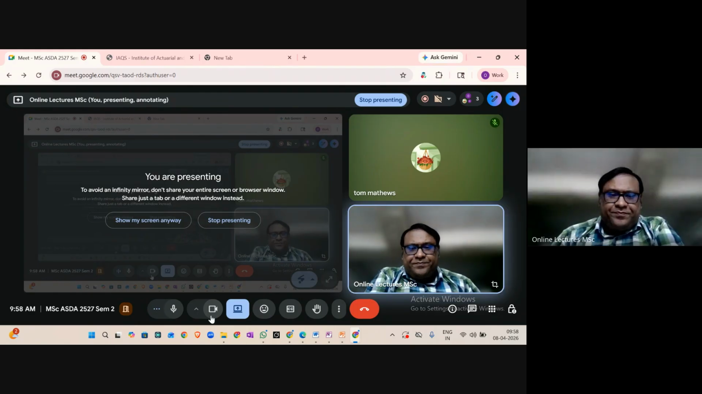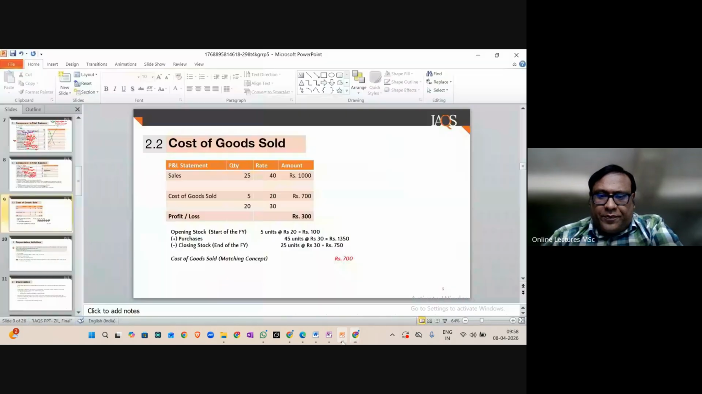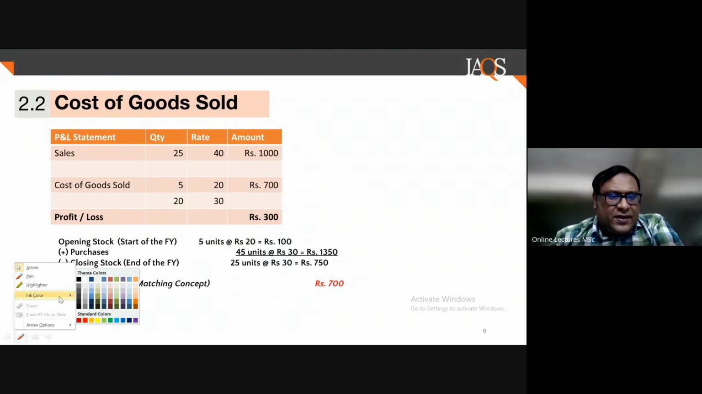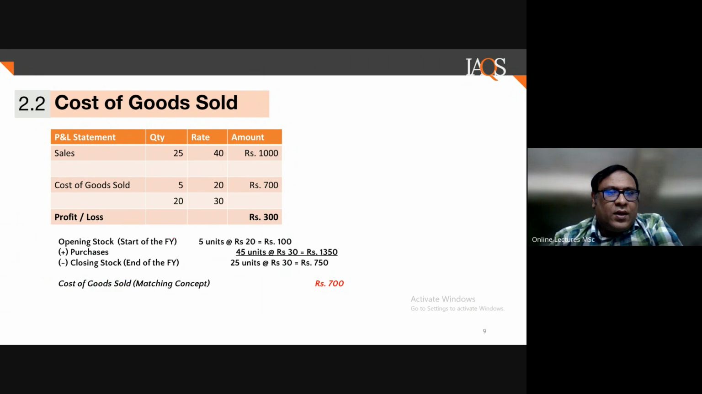Tom, let's continue. Let's move on. Last lecture, we had discussed COGS. So here you can see sales minus COGS is GP, gross profit.